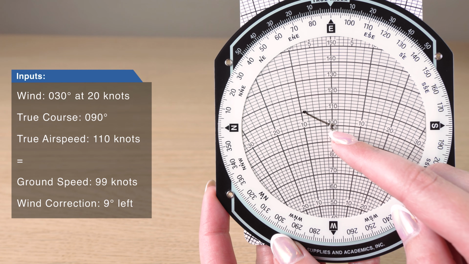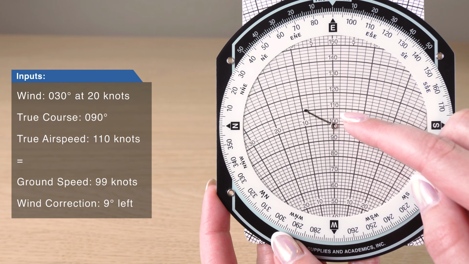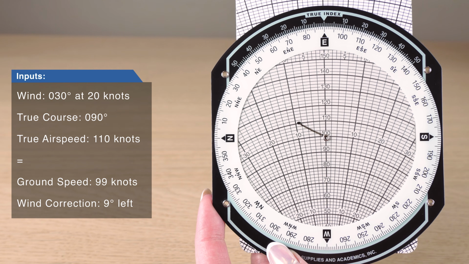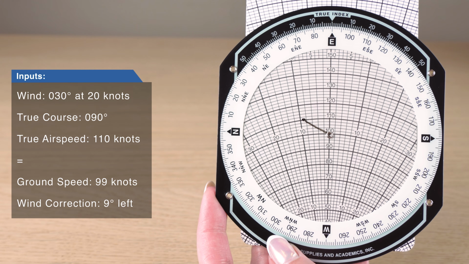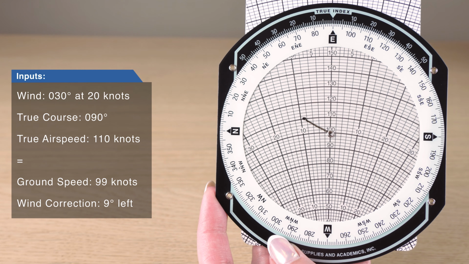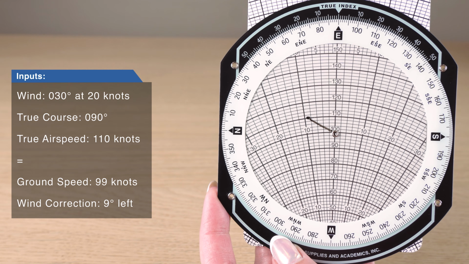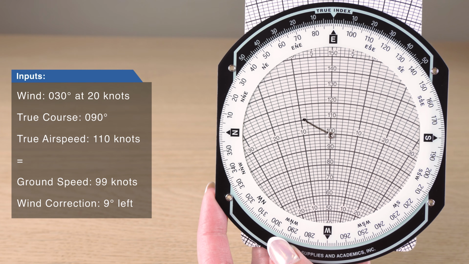Notice that the center point sits slightly below the true airspeed value of 110 knots. That tells you there is a headwind component reducing your ground speed. If the center point were above your true airspeed, that would indicate a tailwind, increasing your ground speed.